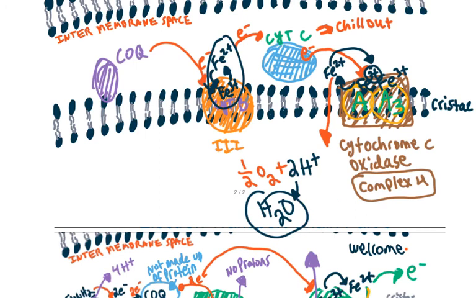So now it's going to pump. When it gives up those electrons, it's going to take 2 hydrogen protons, not 4 like complex 1 and 3. It's going to take 2 and pump it out into the intermembrane space.